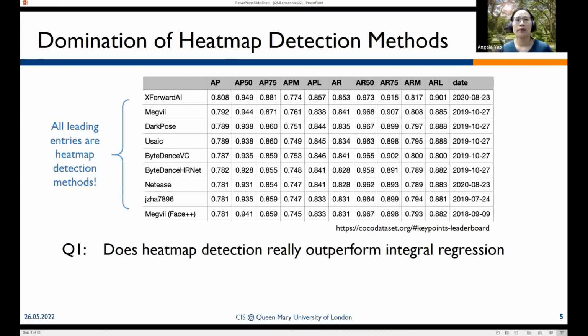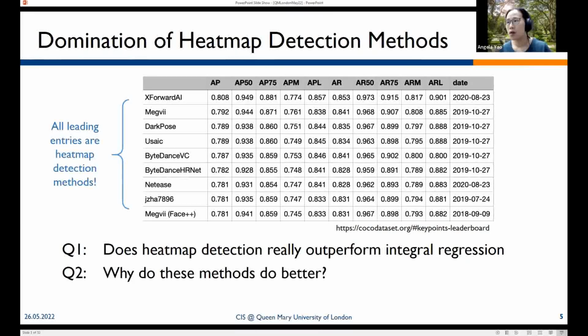And this then led us to ask this question: is heat map detection really better than integral regression? And if so, why is it better? Basically, why does one seem to outperform the other, and what is the underlying cause for this? And so this is what started our whole motivation for this work.